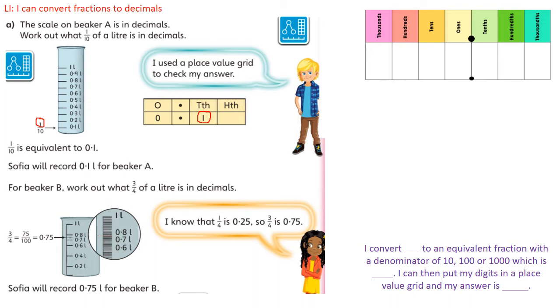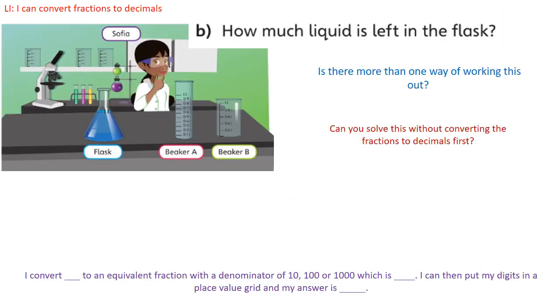We might have worked the second part out in a slightly different way. If you already knew that 1/4 was 0.25, you could have just times it by 3 to get 0.75. So the second part of this question is how much liquid is left in the flask? So we had, we poured in 1/10. B, we poured in 3/4.